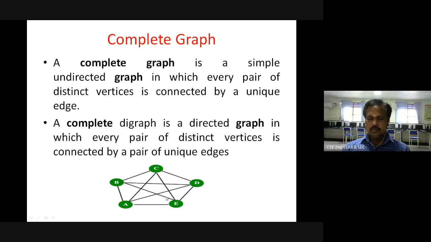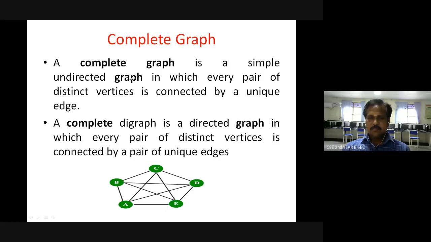B to C, B to D, B to E, B to A, and then from C, C to B, C to A, C to E, C to D. From the node D, D to C, D to B, D to A, D to E. From the node E, E to A, E to B, E to C, E to D. When we say a graph is a complete graph, that graph should not be a directed graph. The graph should be an undirected graph. Then only the graph can be a complete graph.